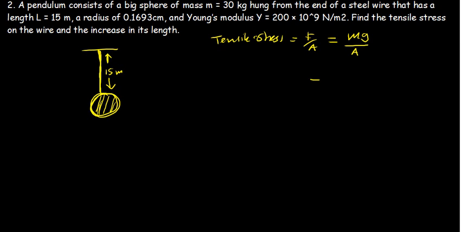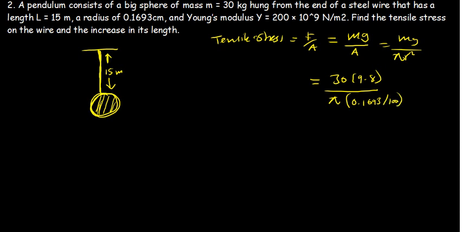And the mass for this one is 30 kg, g is 9.8. But how do we get to find the area? We know that area is given by pi r squared. So this is going to be pi. What's the radius? The radius has been given in centimeters, so we need to convert that to meters. And how? We just divide by 100. So that would be 0.1693 divided by 100. That would be the radius, and then we are going to square that.